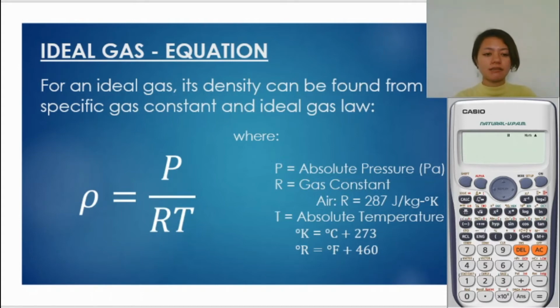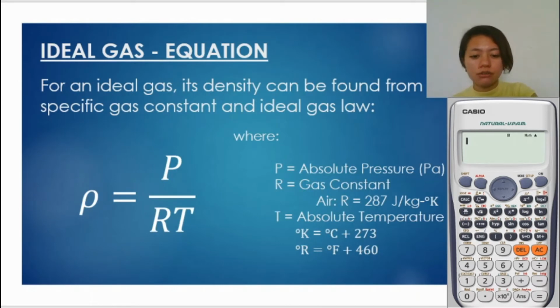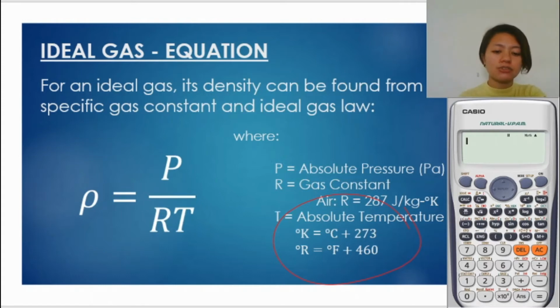Then here is how to solve for the temperature. For degrees Kelvin, we have degrees Celsius plus 273. For degrees Rankine, the English temperature notation, we have degrees Fahrenheit plus 460. So again, the formula for our ideal gas density is density equals pressure over RT.